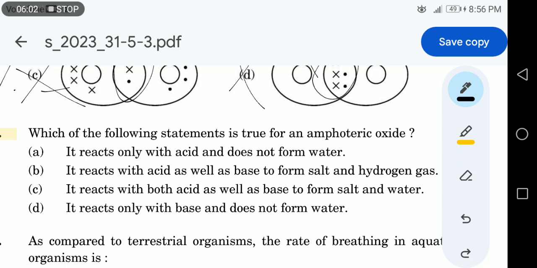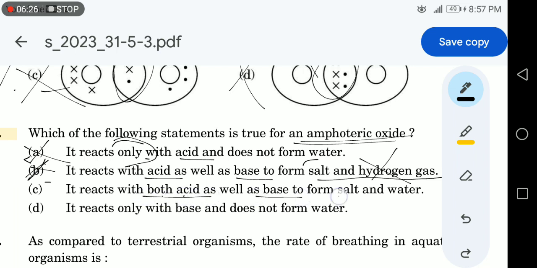Which of the following statements is true for an amphoteric oxide? You know, an amphoteric oxide is a substance which reacts with both acid and base to give salt and water. So it reacts with only acid? No. It reacts with acid as well as base to form salt and hydrogen gas. Salt is correct, but hydrogen gas is not. It releases water. So that is not. It reacts with both acid as well as base to form salt and water. Yes, that is correct. And it reacts with only base. No, that is wrong. So the answer is option C.